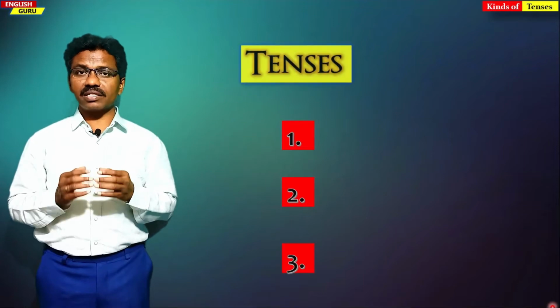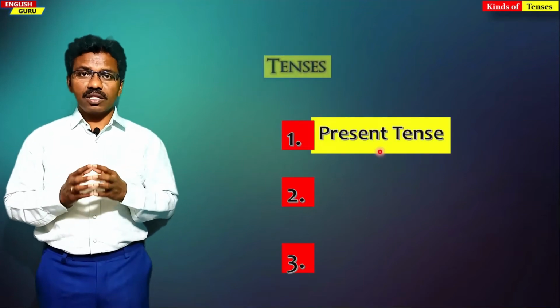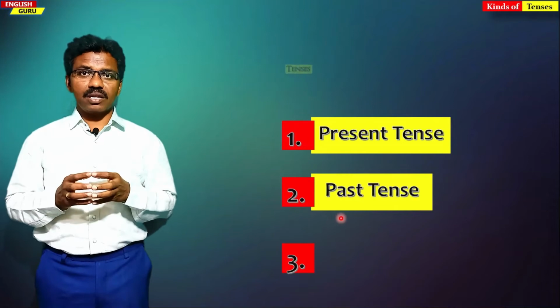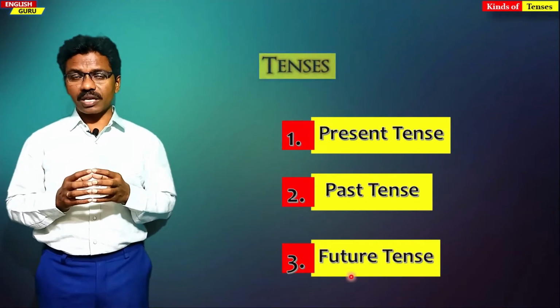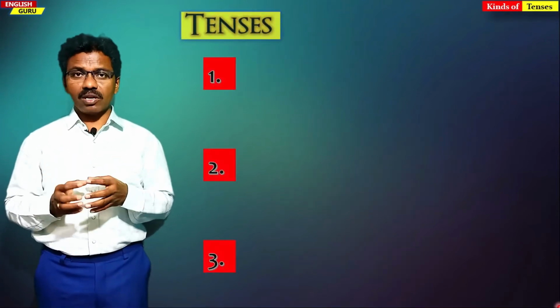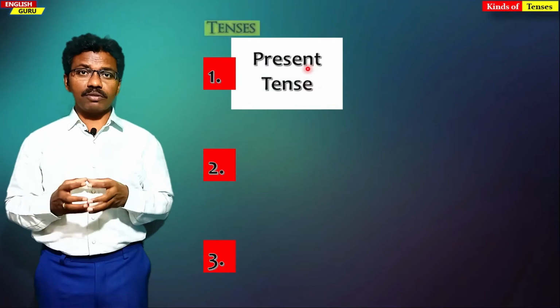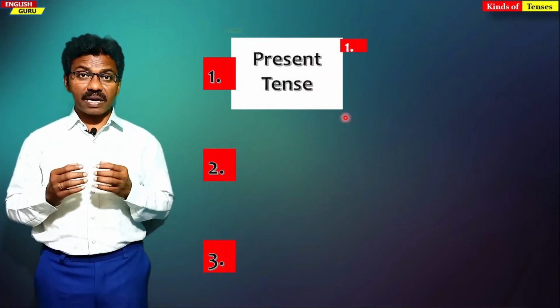Basically, we can divide the tenses into three categories. The first one is present tense, the second one is past tense, the third one is future tense. And all these three tenses have four aspects, and let us know them also. The first one is present tense.